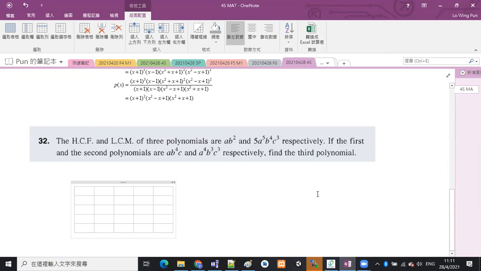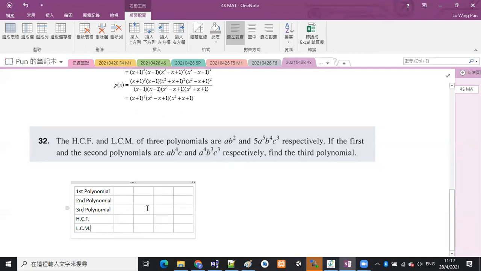The first polynomial. Let me call this... Don't call it the first polynomial. And we have the second polynomial. Okay, we have the third polynomial, right? And then we have the HCF and LCM, right? So let us write down all the information first. For the HCF, the HCF is a b squared.